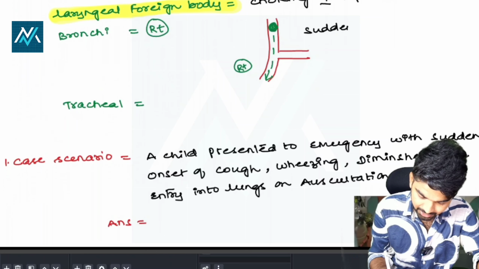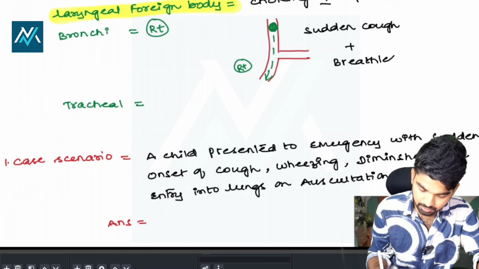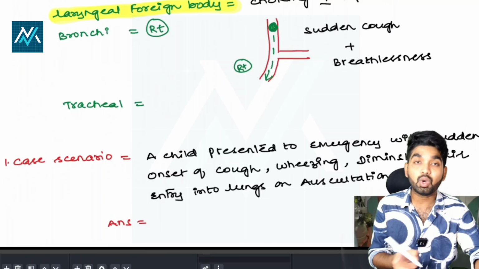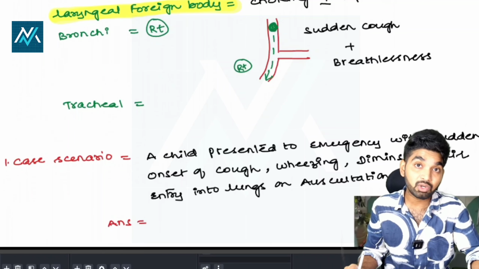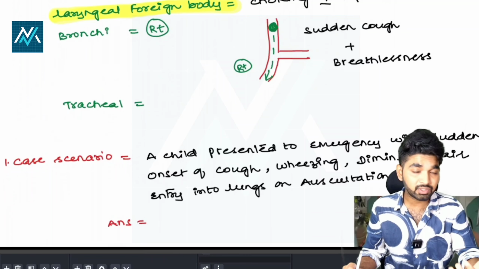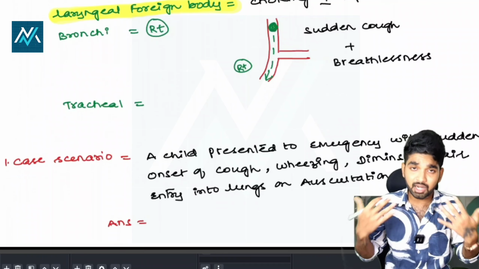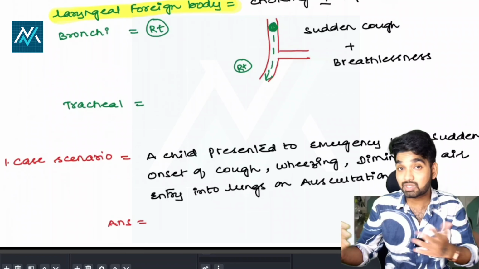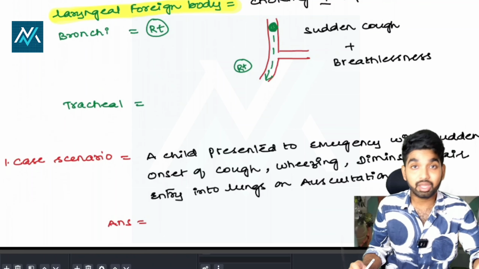There will be sudden cough plus breathlessness. Very important. So again I am telling you, how will the bronchial obstruction cases present to you? Bronchial foreign body: sudden cough. All of a sudden the cough will get started. Along with that the child cannot breathe. So that is breathlessness. Okay, so this is how the bronchial foreign body is going to present to the emergency.